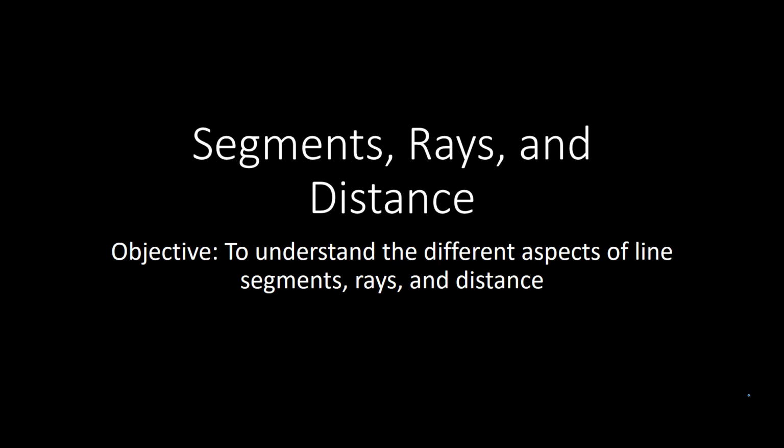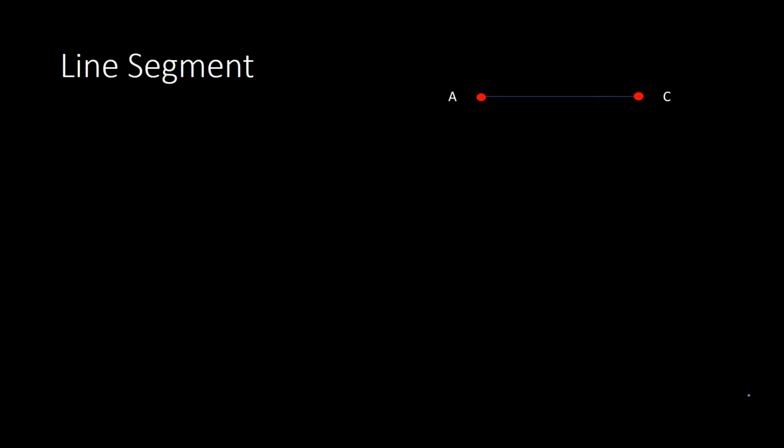In this lesson, you will learn to understand the different aspects of line segments, rays, and distance. So starting with line segments, we see here an example of a line segment. Okay, it starts at point A and it goes to point C.